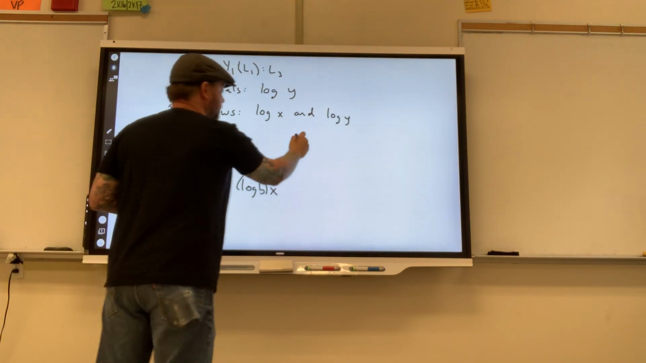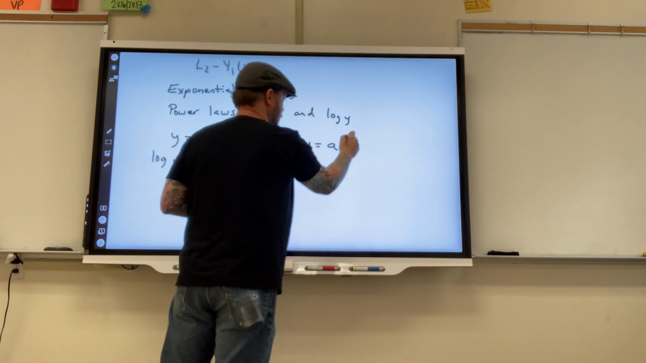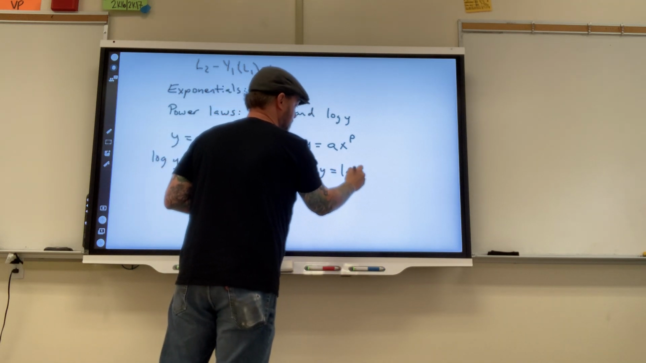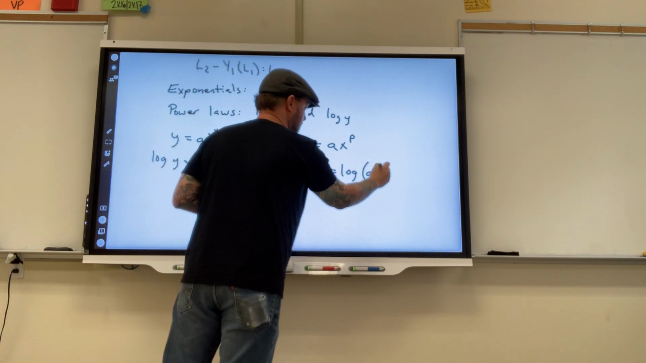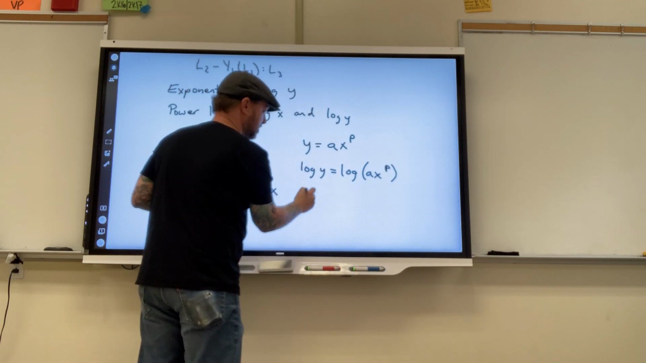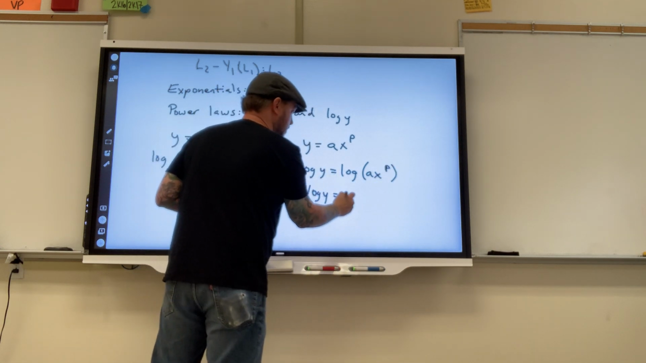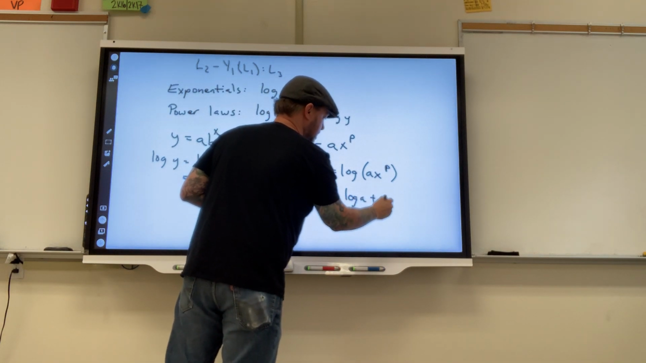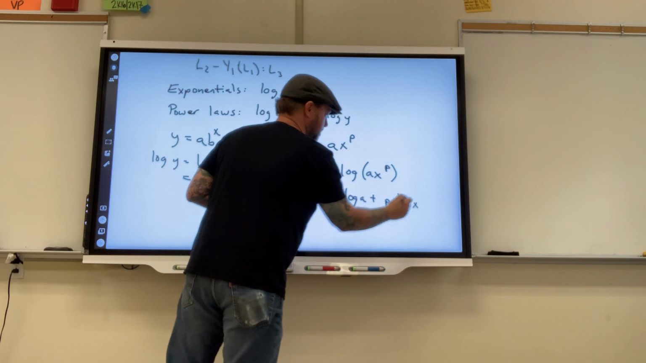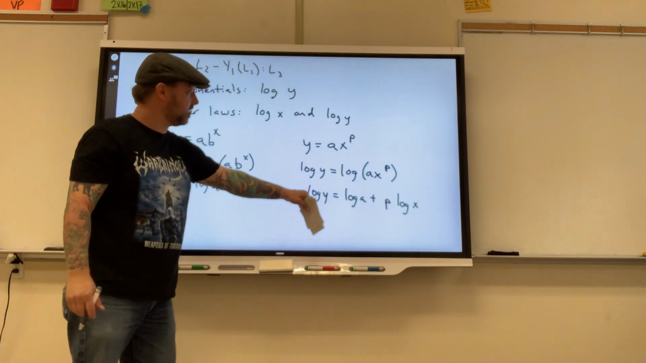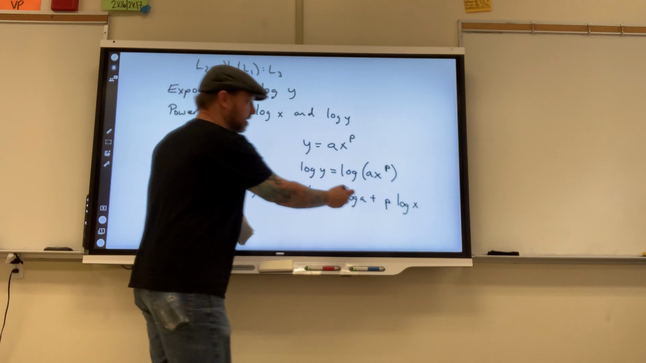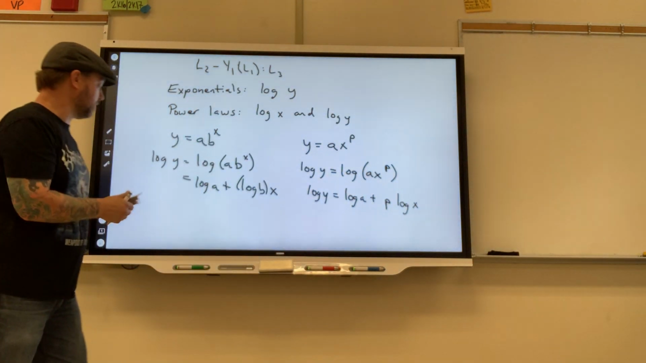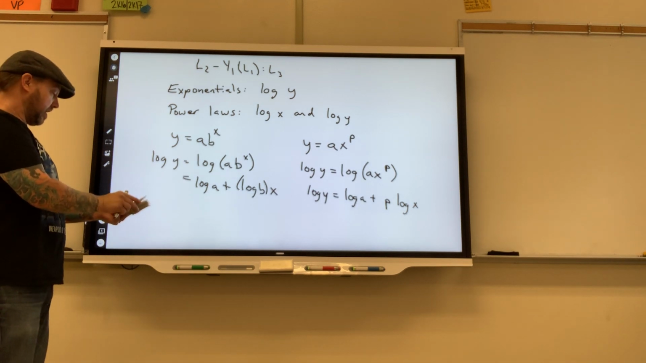If it's a power law, take the log of both sides. So the log of y equals the log of a plus p times the log of x. So we've got the log of our y values, log a is a constant, p is a constant, log x. So there you go. All right.